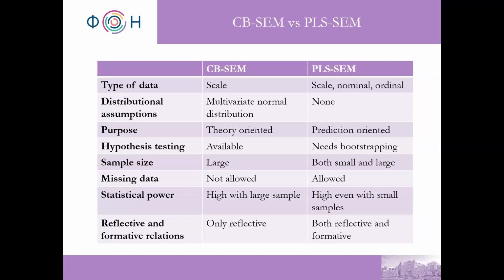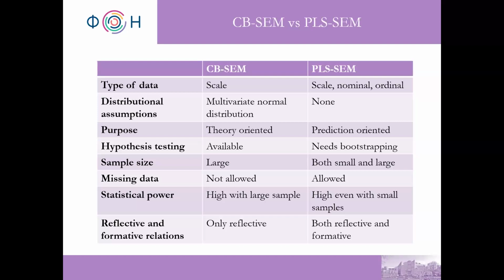The second thing one should have in mind is the purpose of your model. If you are devising a model and you just want to test whether your model stands or not, covariance-based SEM is more trustworthy in that sense. But if you want to generate a model which will later be used for predictions, then PLS-SEM is a better solution.